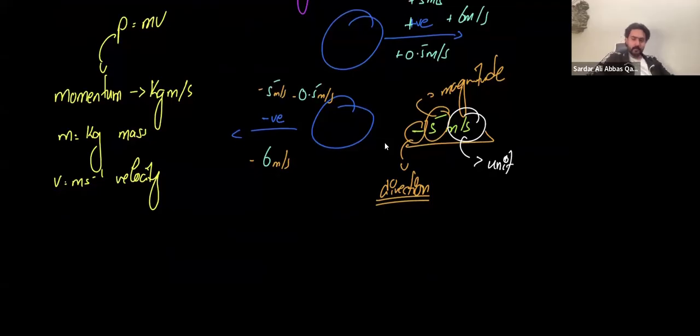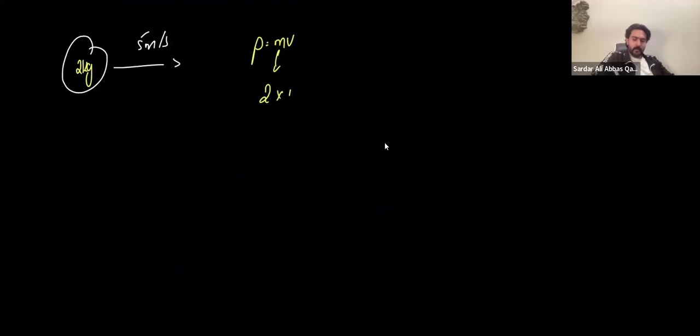Now, if an object is moving towards the right with a speed of 5 meters per second, and they ask you to find the momentum, what's going to be the answer? 2 kilogram is its mass. So 2 into positive 5, in kg meters per second. This is going to be the momentum. We just multiply the mass and velocity.